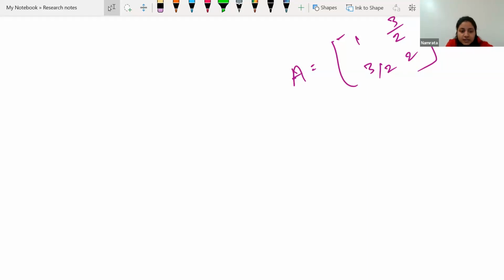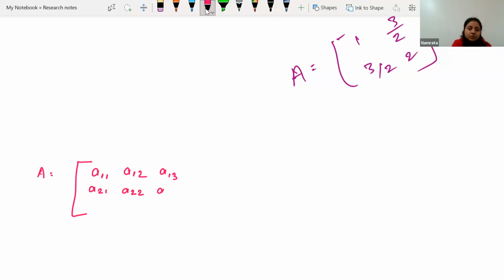Okay, so the basic construction of matrix you must know. If I am saying there is a matrix A, it will look like A11, the first element of this matrix, A12, A13. Now the second row, this is the first row we are having. The second row is A21, A22, A23.